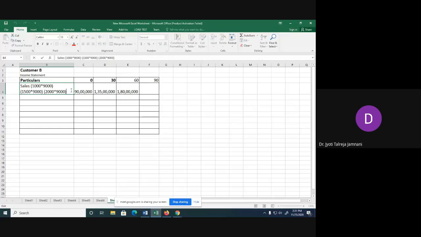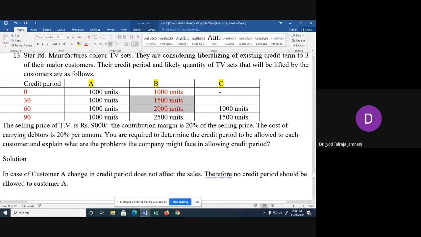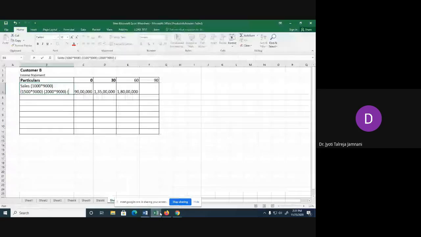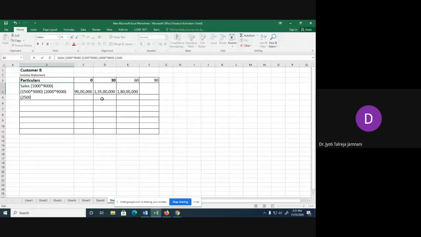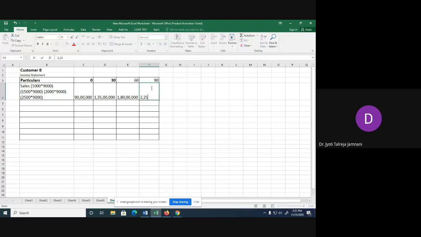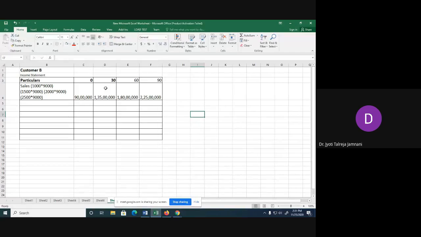And in the last case, that is for 90 days, if you give credit, he is buying 2,500 units. That is the highest purchase he is doing. So 2,500 units into 9,000 comes to 2 crore 25 lakhs. So this is how the sales has been calculated for each option.